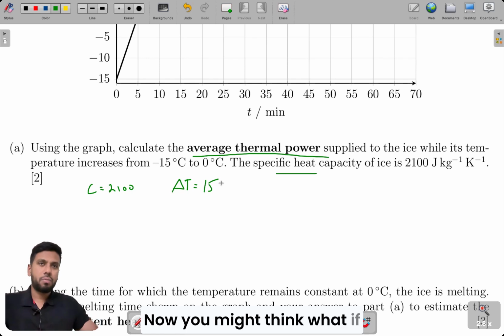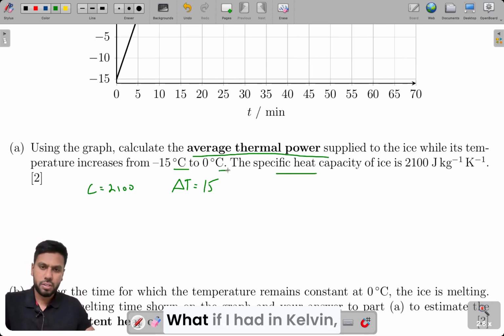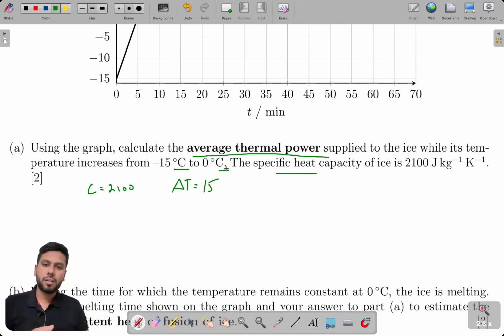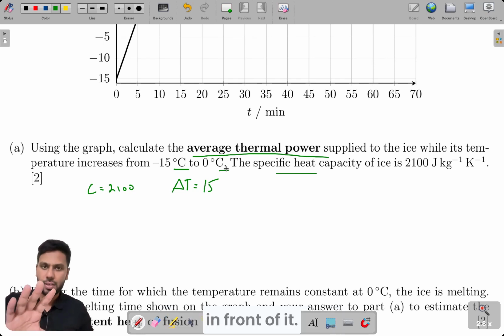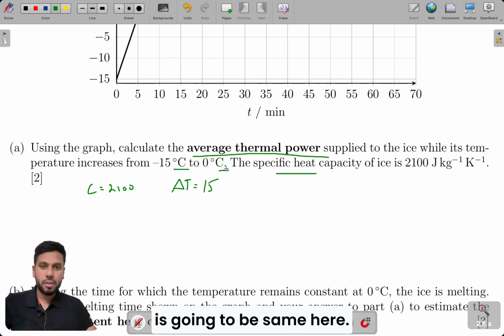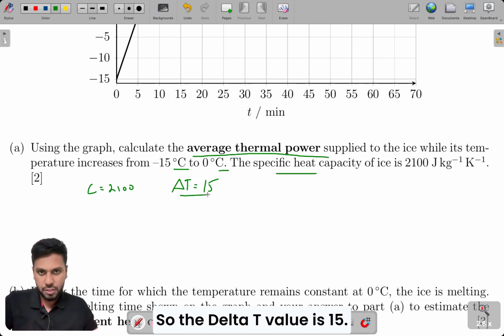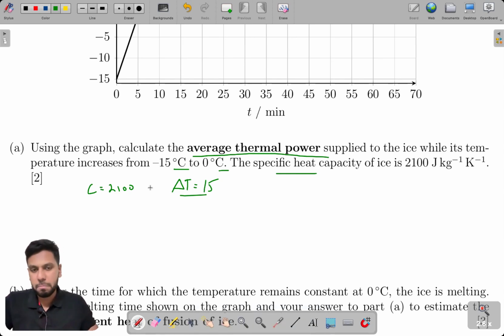Now you might think, what if it is in Kelvin? Right now it is given in Celsius. What if I had it in Kelvin? Will my delta T be the same? Yes, your delta T is going to be the same, because Kelvin is nothing but Celsius with 273.15 added, so the difference is going to be the same here. So the delta T value is 15. If it's Kelvin, it's 15 Kelvin, and if it is Celsius, it is 15 Celsius.